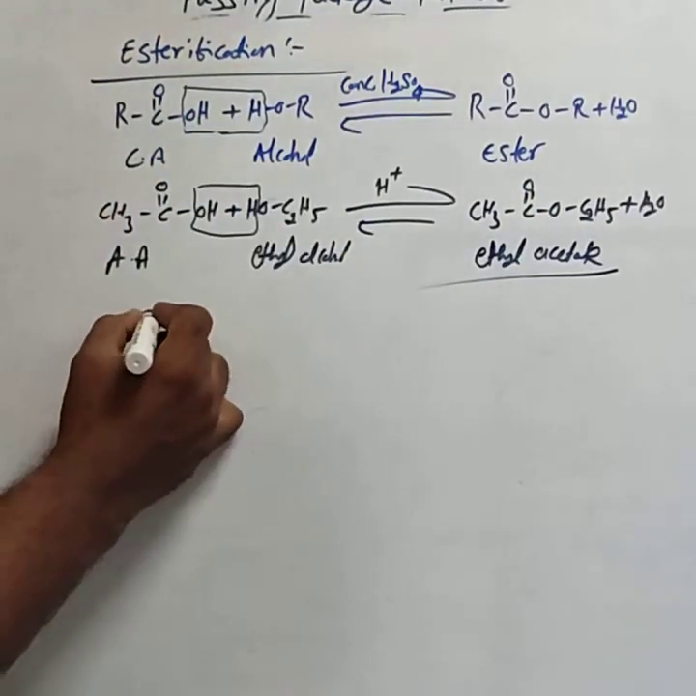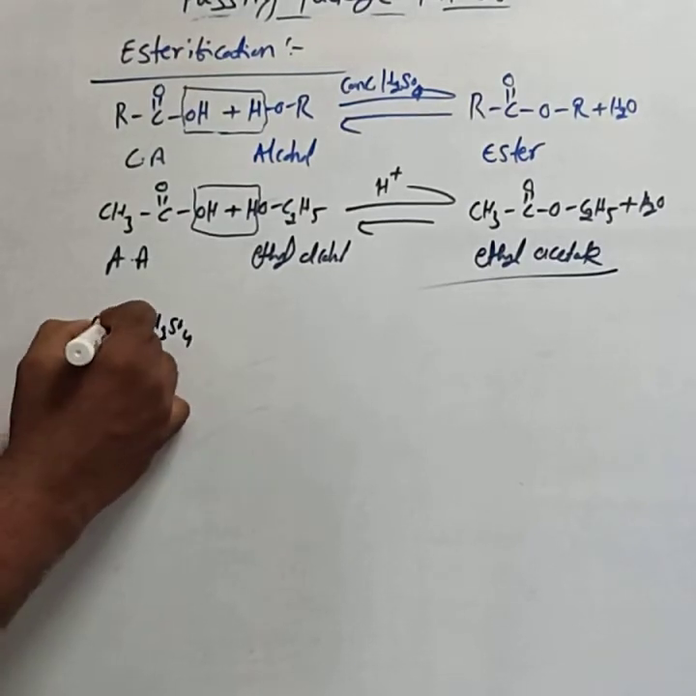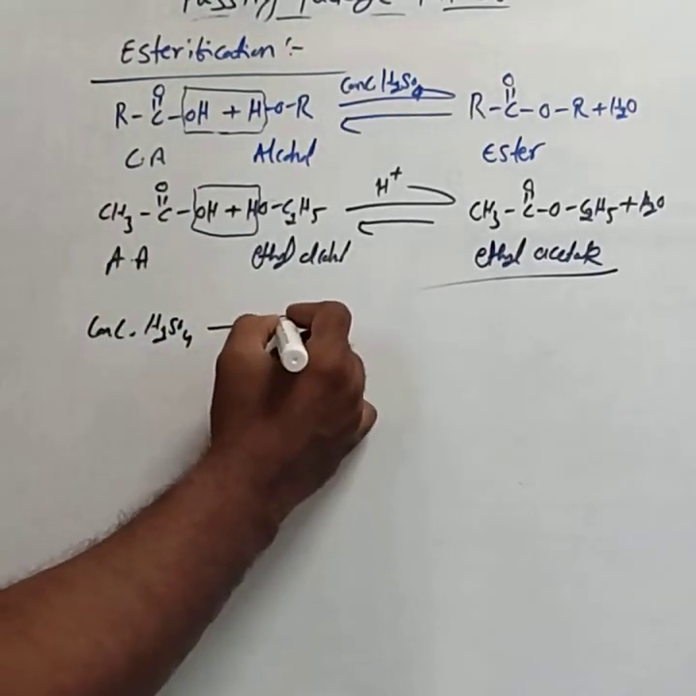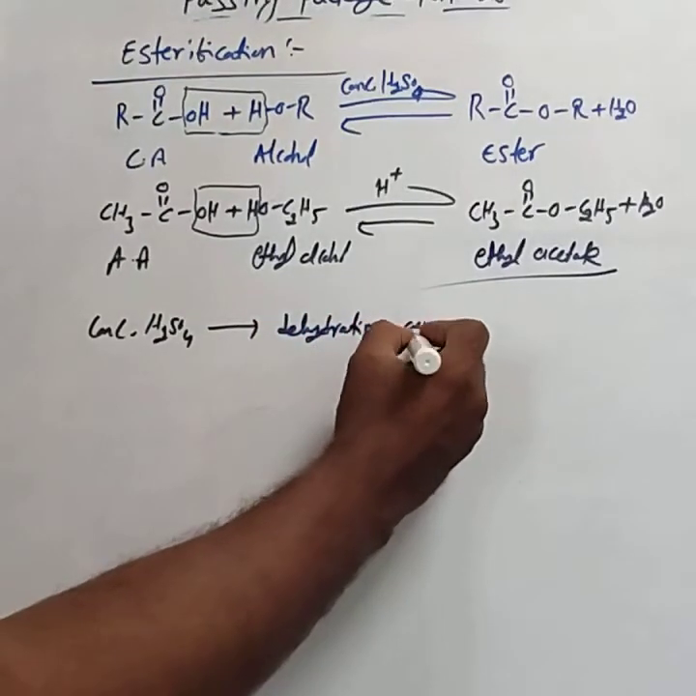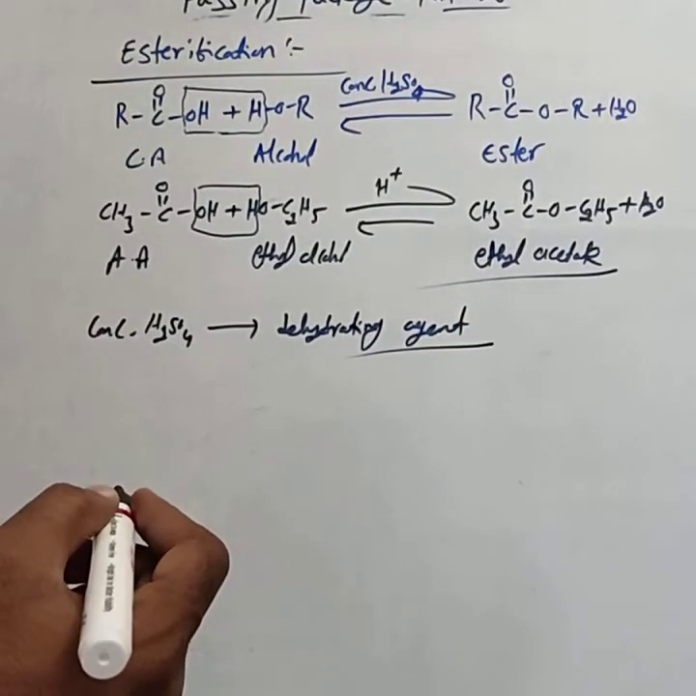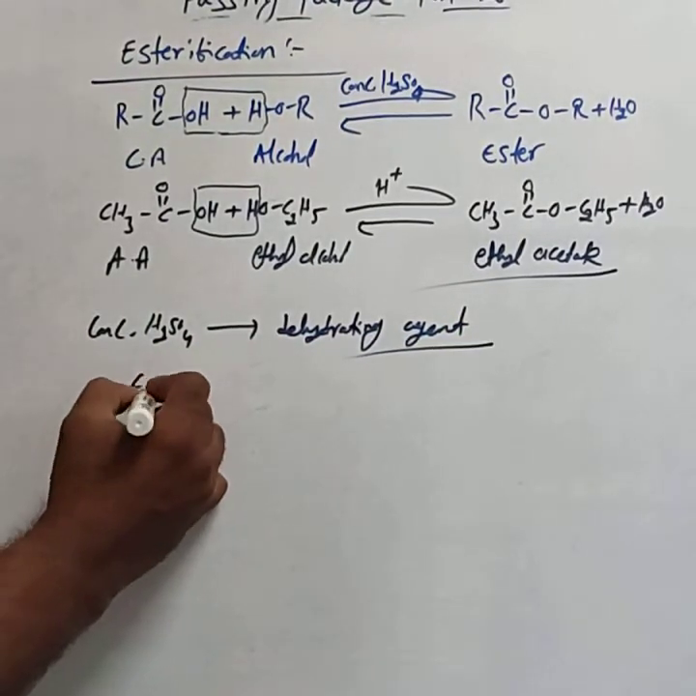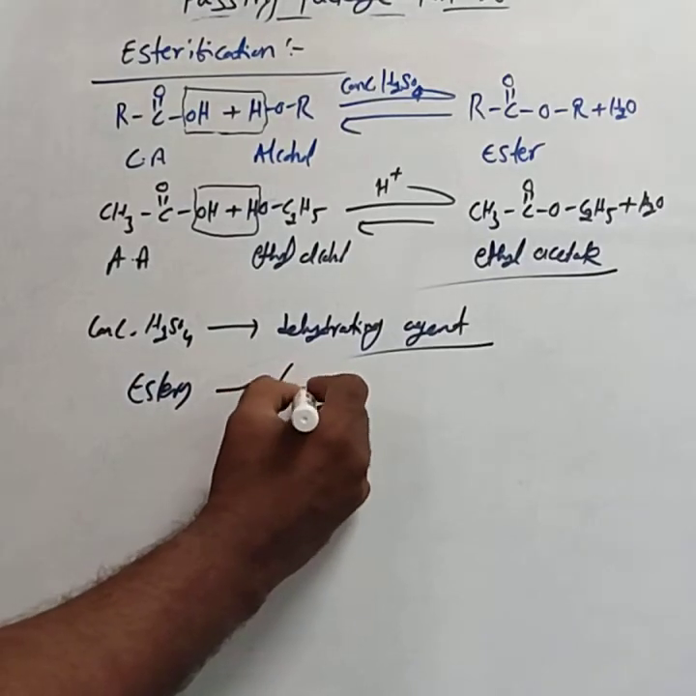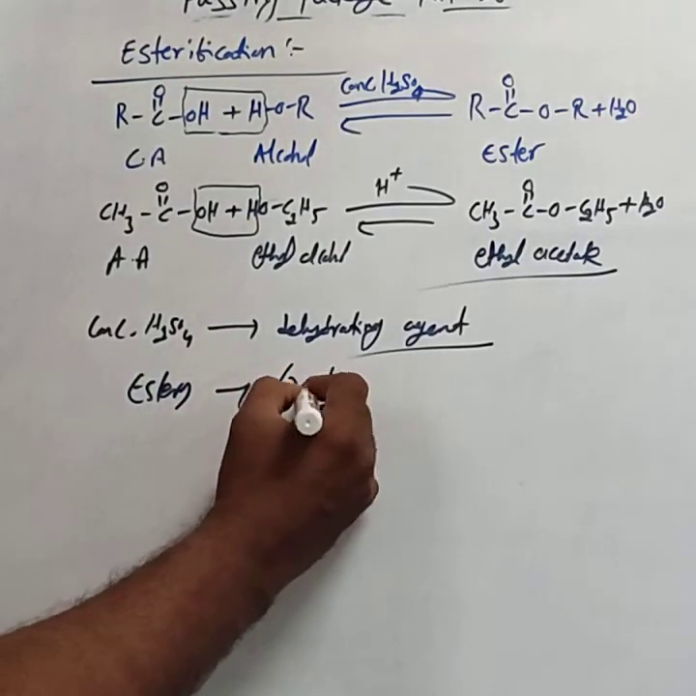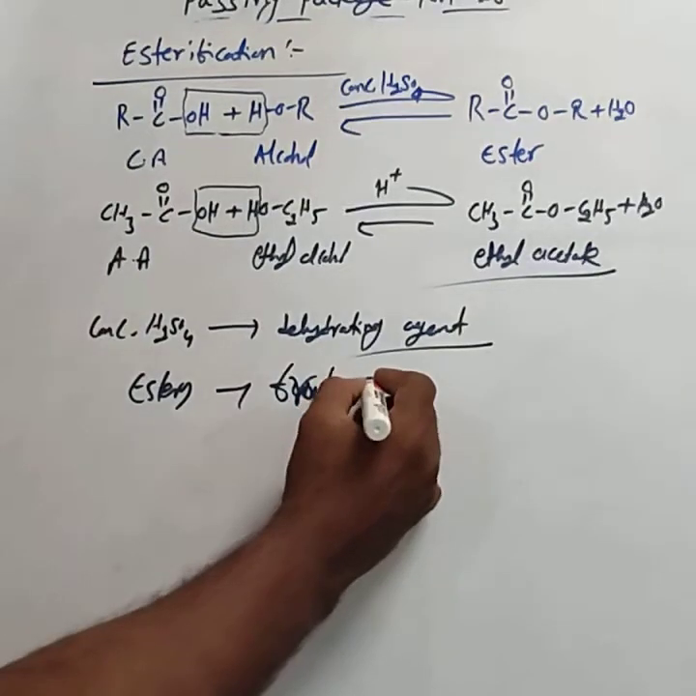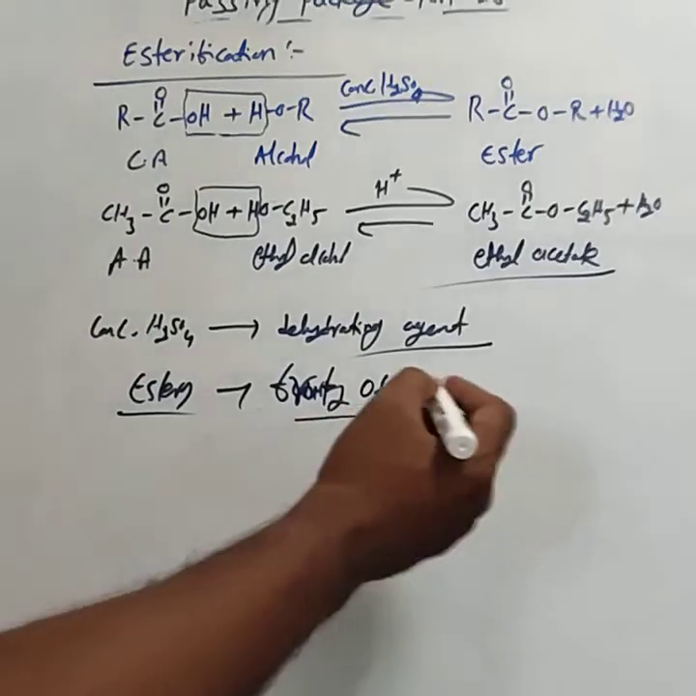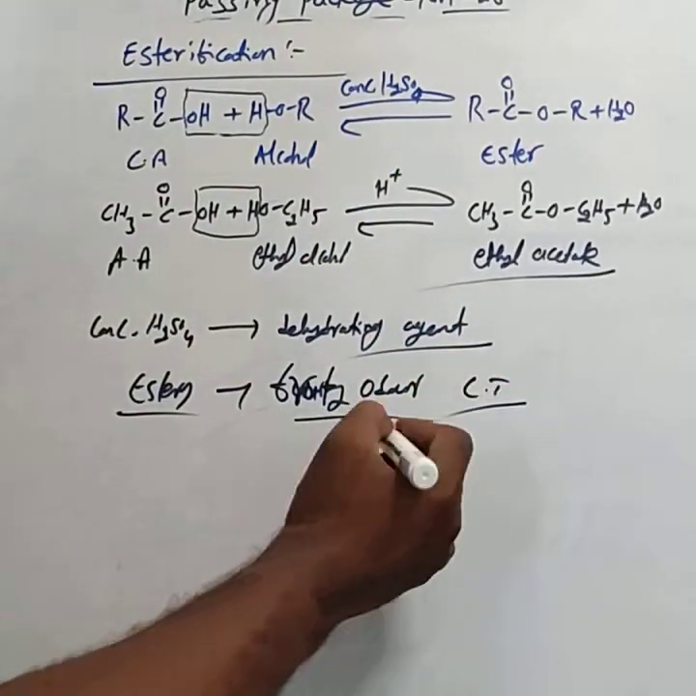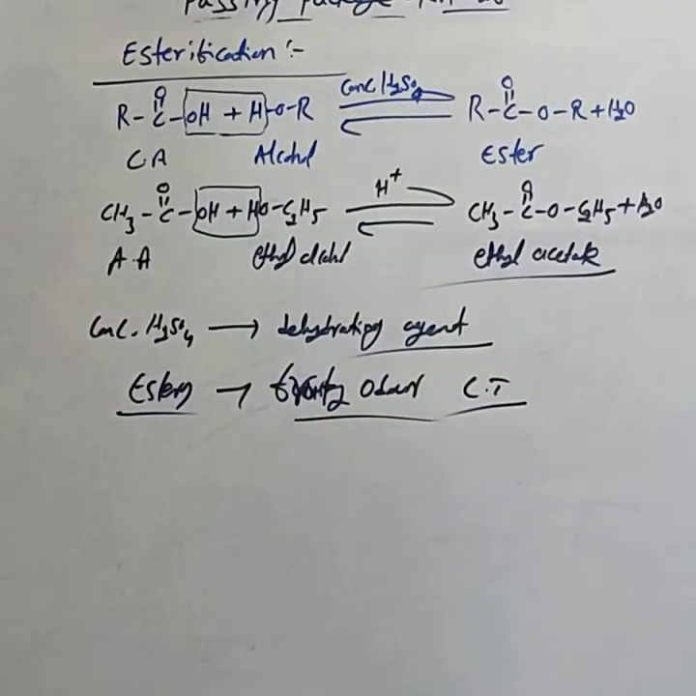The role of concentrated H2SO4 in esterification is that it acts as a dehydrating agent. The esters formed have a fruity odor, a fruity smell. Hence, esterification is the confirmatory test for carboxylic acid. This is about esterification.